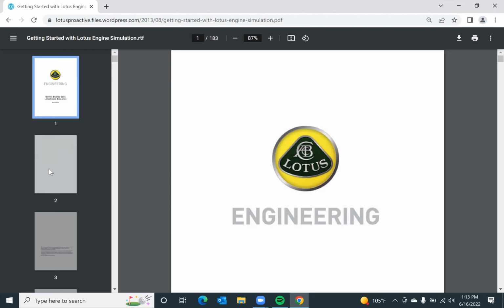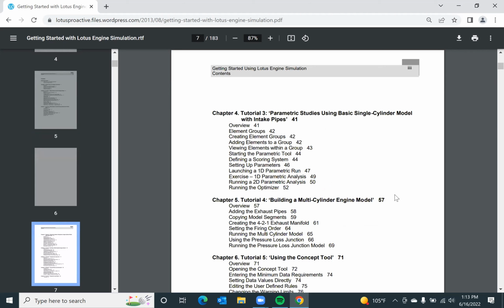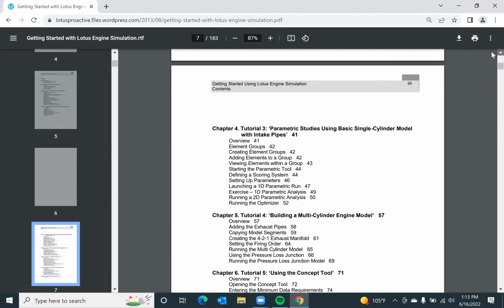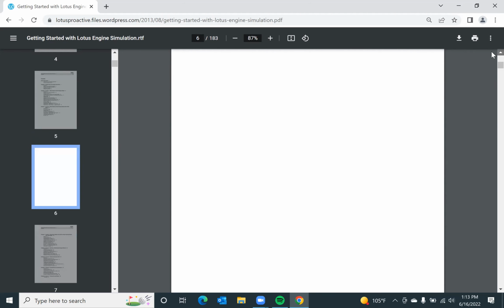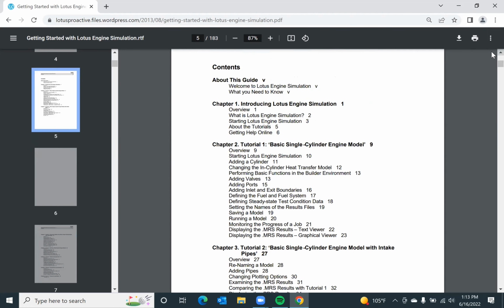So this tutorial, or this manual, is available online for download. Now I want to show you, I'll walk you through the software. So the first chapter of this manual is introducing the Lotus engine simulation. I will give you a brief overview. I will actually walk you through one simple simulation.